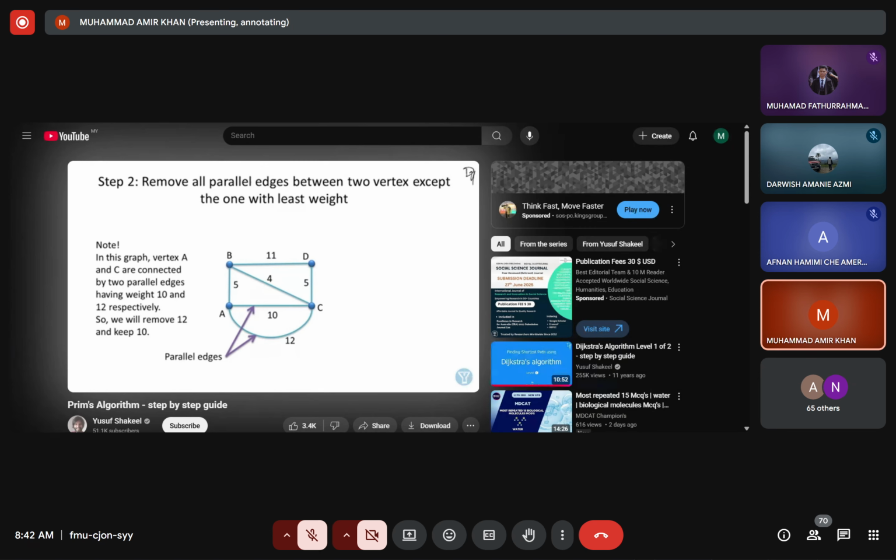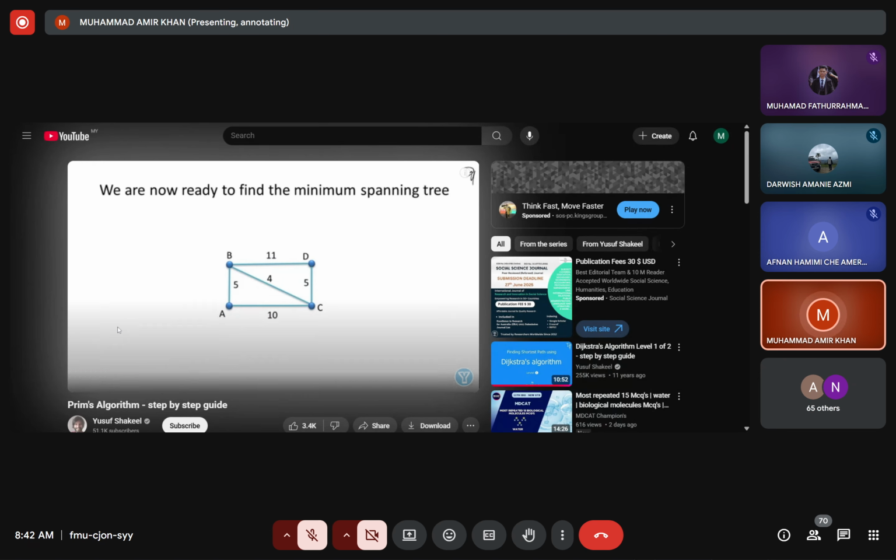After this, we have this graph, so now we're ready to find the minimum spanning tree. We have 4 nodes, A, B, C, D, and multiple edges. Kindly draw this graph on a separate paper, as we will be using it in our calculation. I already shared this video with you, so later on you can practice.